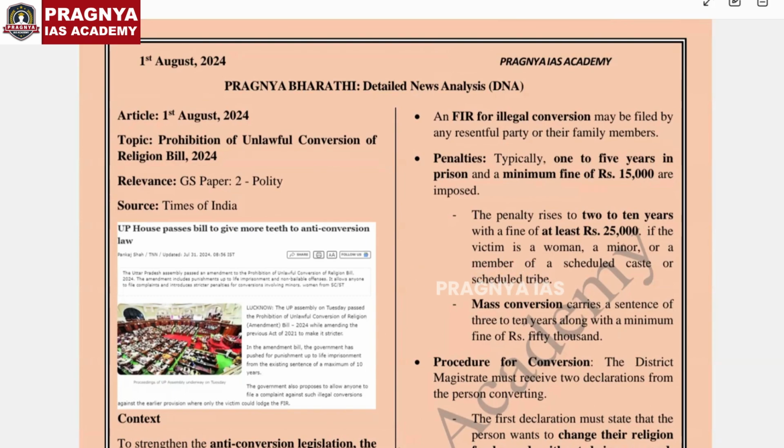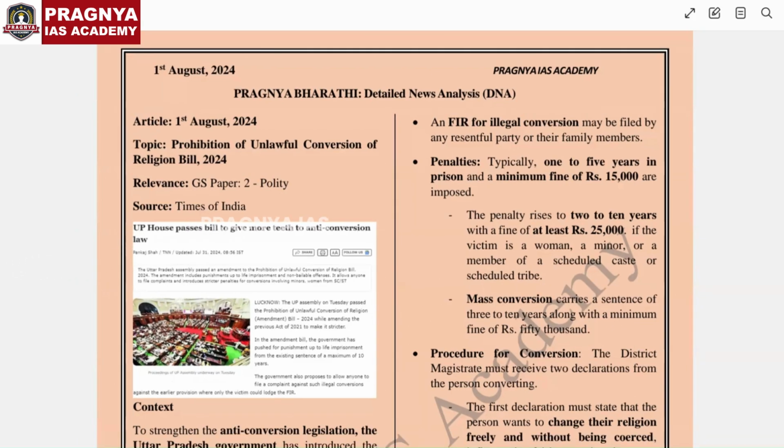As a part of our current affairs session, 1st August 2024, a detailed news analysis is being provided, and it will benefit a fresh aspirant to a senior-most level aspirant. As a part of that, the first important current affair is the Prohibition of Unlawful Conversion of Religion Bill 2024, which is very important for our GS Paper 2. So let us discuss what exactly this is.